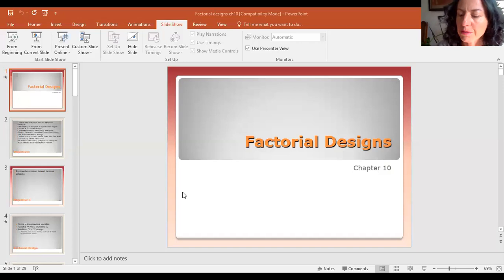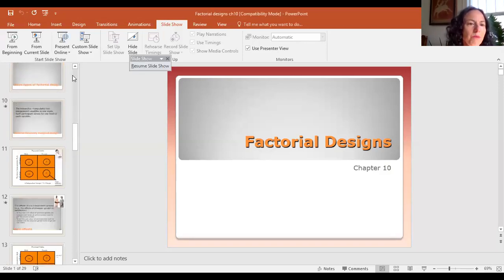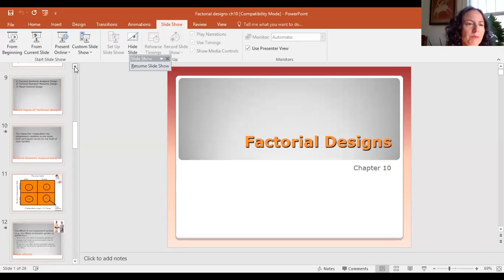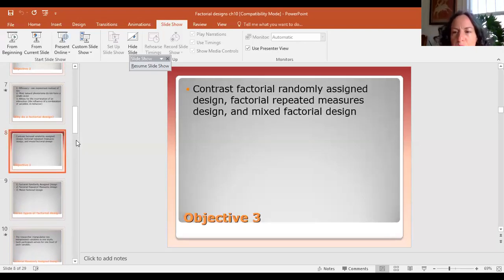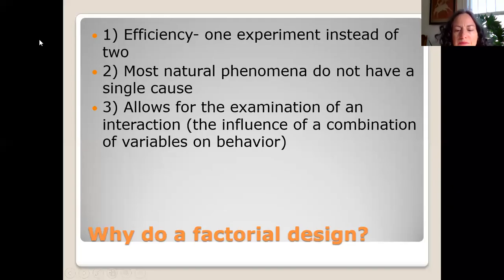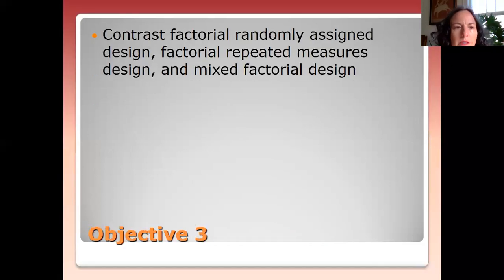All right, well, apparently this thing went right back to the beginning. So I have to get down to objective 3. Whoops, too far. I haven't quite figured this out. Okay, so here's objective 3.